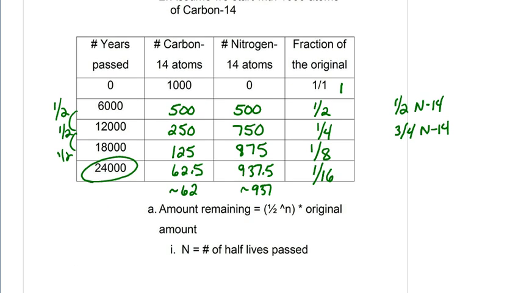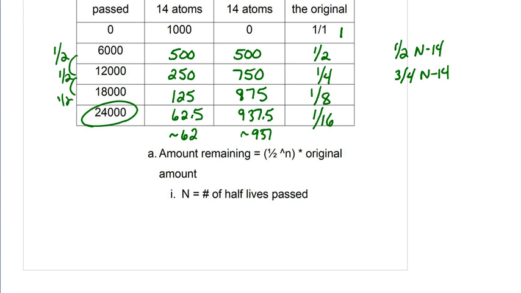Now, one way of going through this is you could say, well, you have so many half-lives, you could go through and do it like this, and then figure out how much of your nitrogen-14 you have, or how much of the original amount that you have. But we actually have an equation that we could use, and that is that the amount remaining is equal to 1/2 raised to the n, where n is the number of half-lives passed, multiplied by your original amount. So, if I wanted to figure out my amount remaining after so many years, I could use this equation.